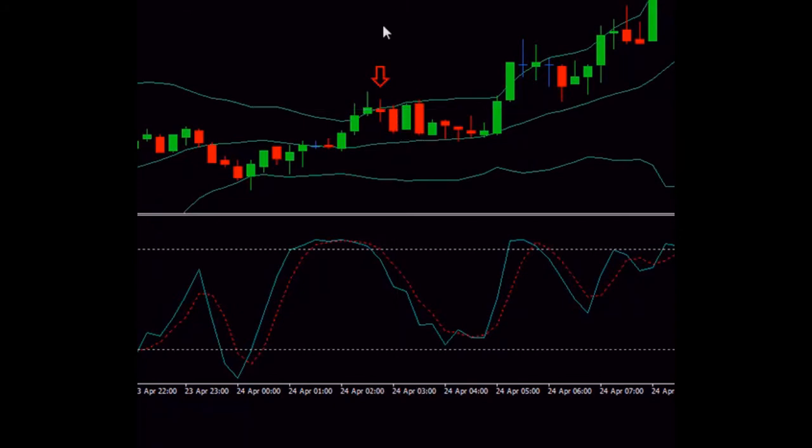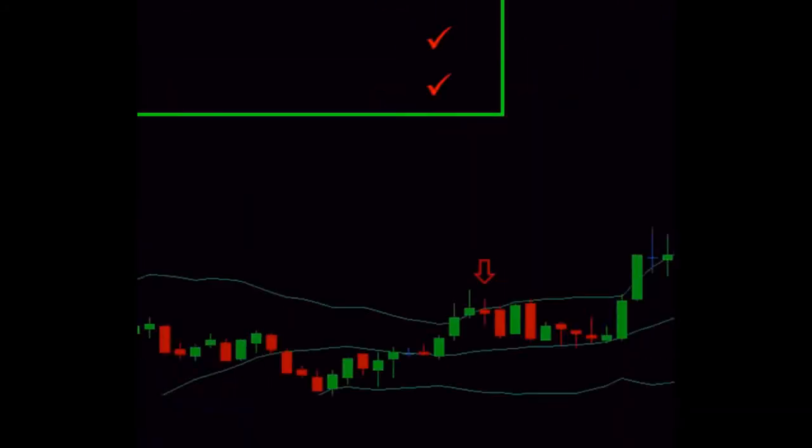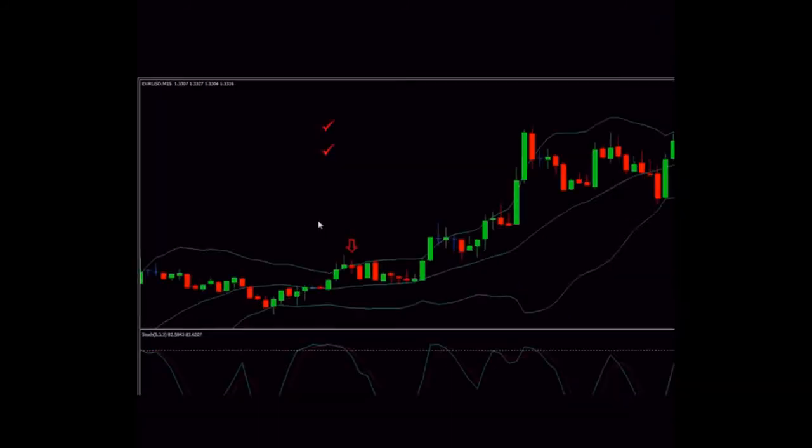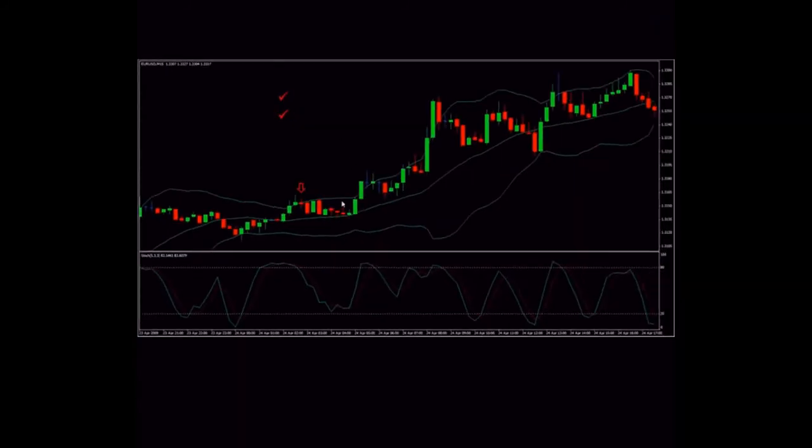on this particular candle. We're on the 15-minute time frame on Euro USD. I prefer Euro USD because of the spreads and everything, and it's not that volatile. Okay, now let's move forward.